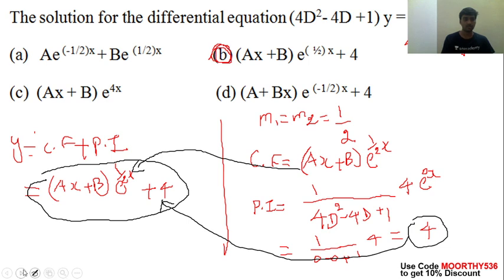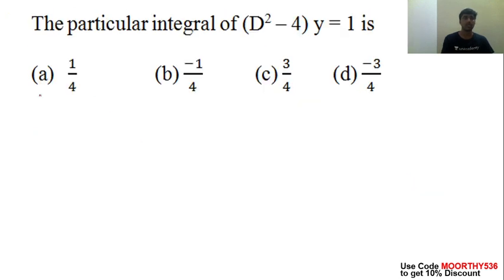The next question to you is here. The same procedure that we did in the previous problem. The particular integral of (D square minus 4) into y is equal to 1. What is the particular integral value? We know that the particular integral PI is equal to 1 divided by f of D, where f of D is equal to D square minus 4.